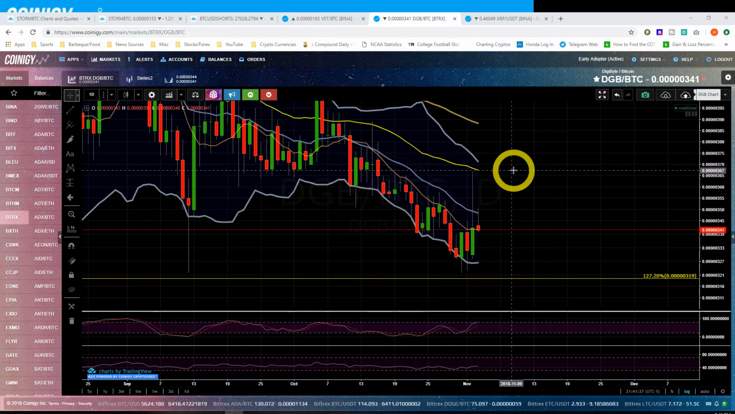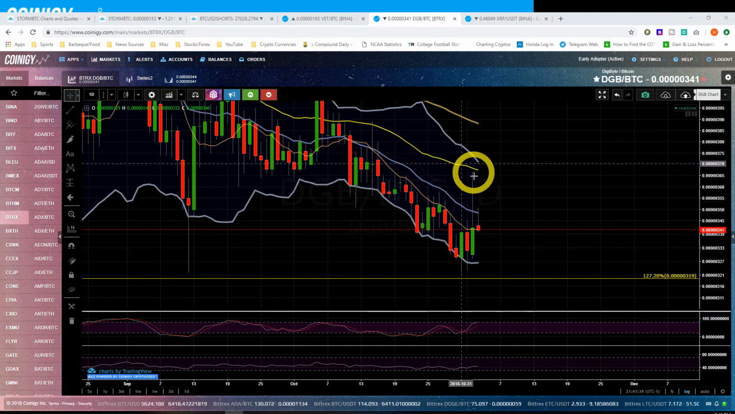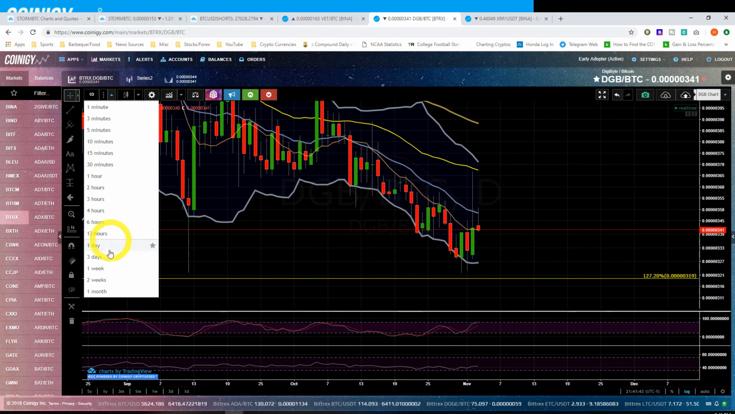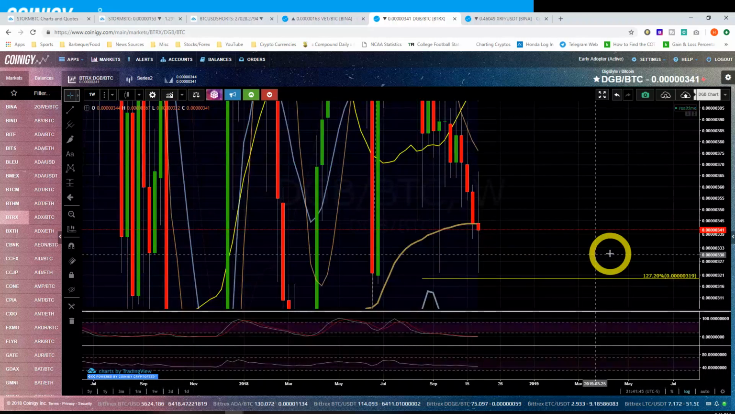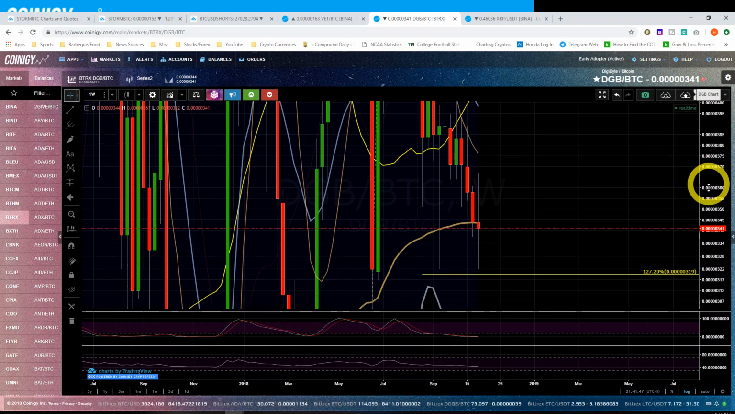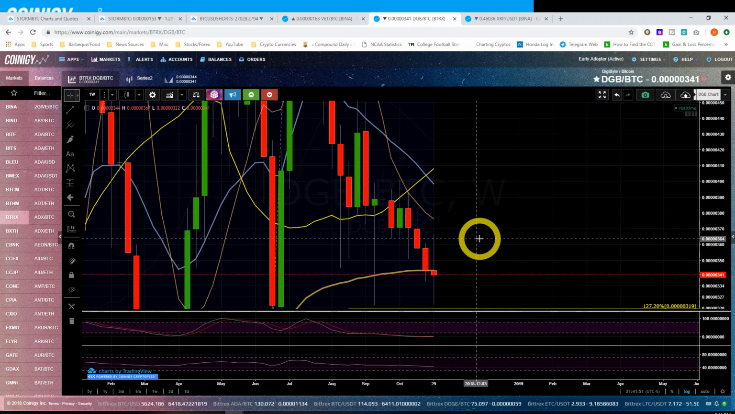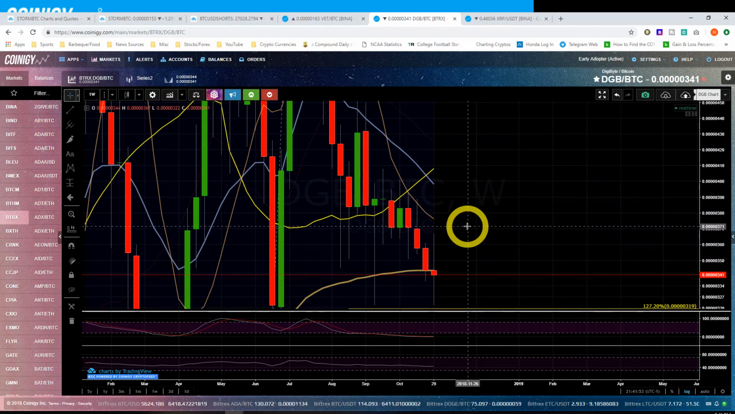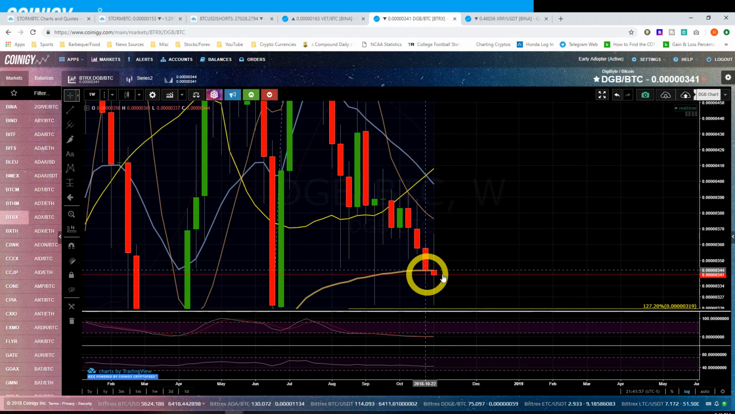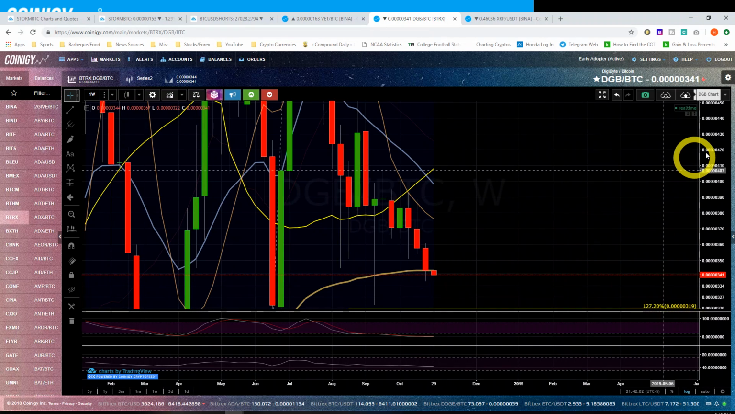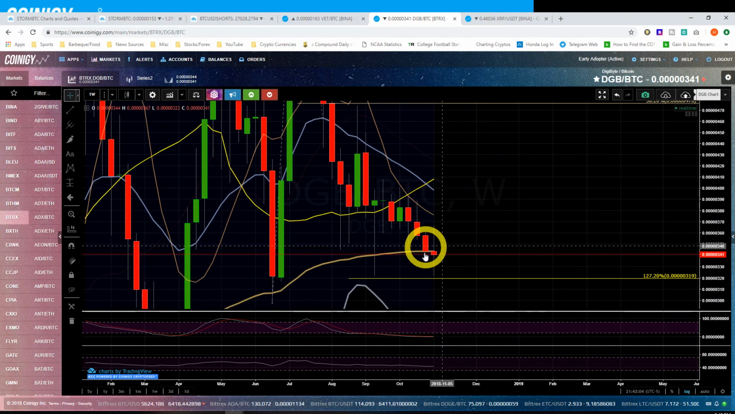As far as DGB goes, again, it's a long-term hold. Let's go look at the weekly. Let's pull up a weekly. Look at this. On your weekly chart, and obviously we've got a couple more days going, we've got a doji that's forming right here, okay? Let's see how it closes out.